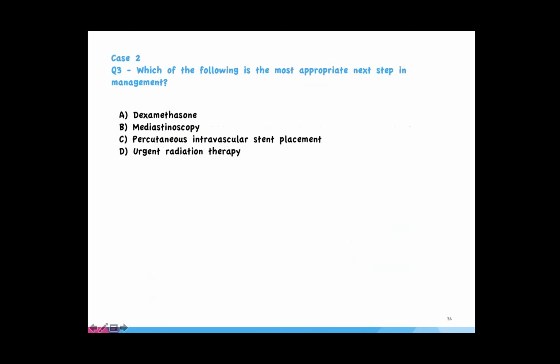This is the last question, guys. Otherwise, we just skip forward. But so we're talking about that patient again. Which of the following is the most appropriate next step in management at this point? A, dexamethasone. B, mediastinoscopy. C, call IR to put a percutaneous intravascular stent placement. And D, call radio-oncology for urgent radiation therapy.